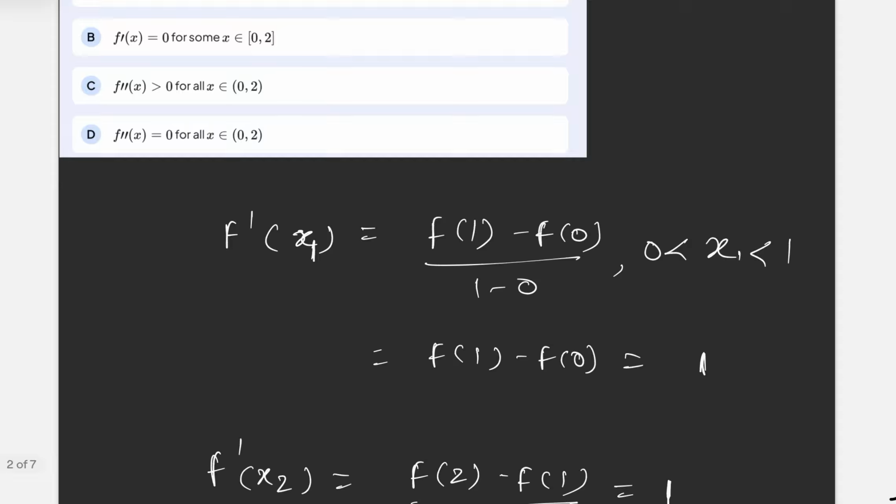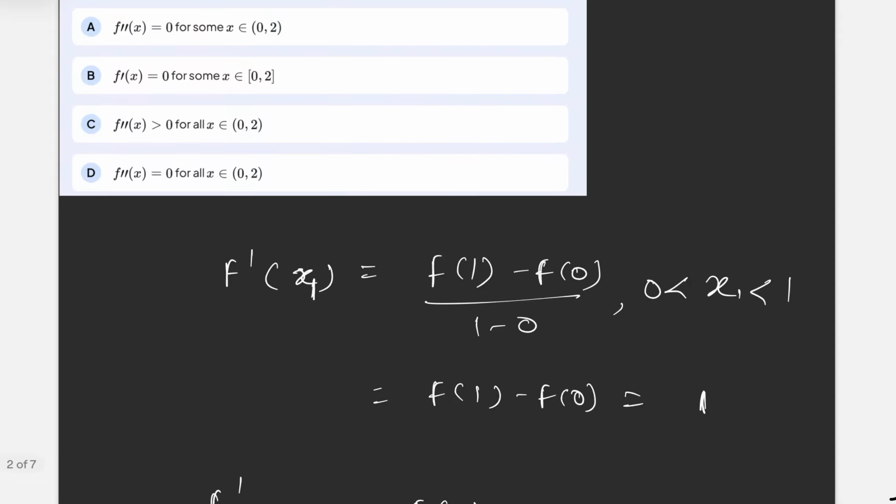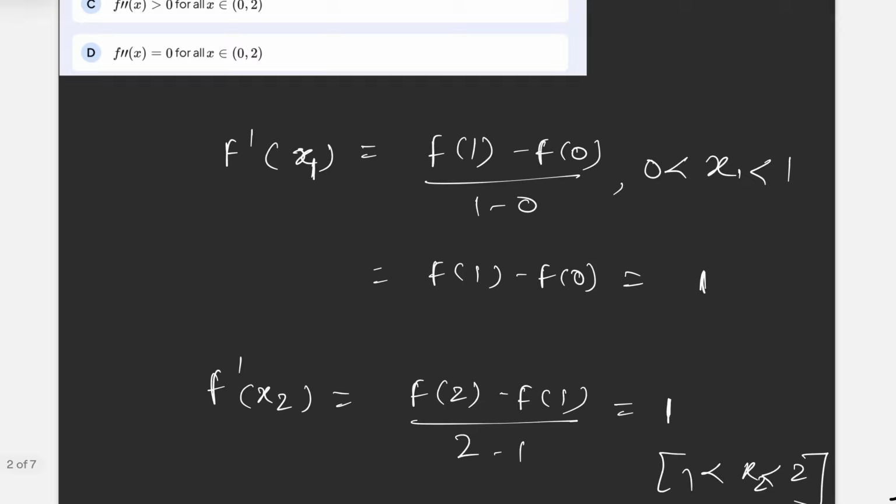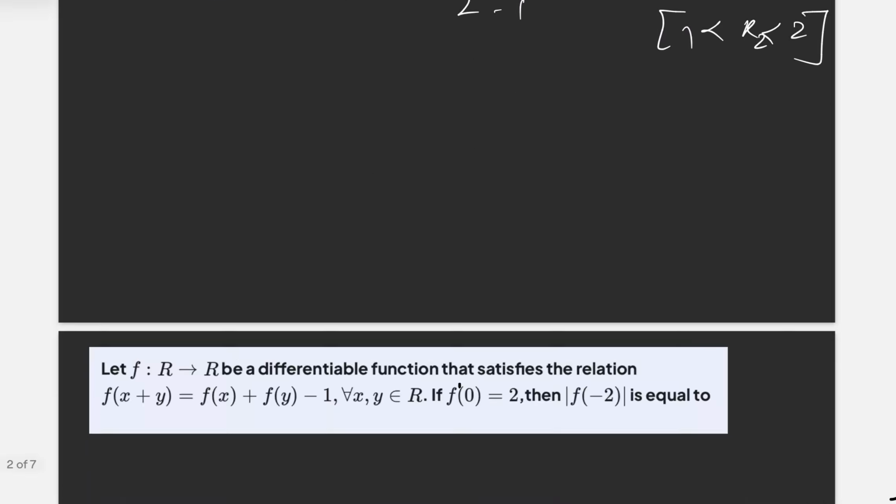So which option do we need to choose? f double dash x is 0 for all x belonging to (0, 2). I can say this because f dash x is coming constant. If f dash x is constant, f double dash x will be 0. So from here I can choose option D. Okay. Next question.